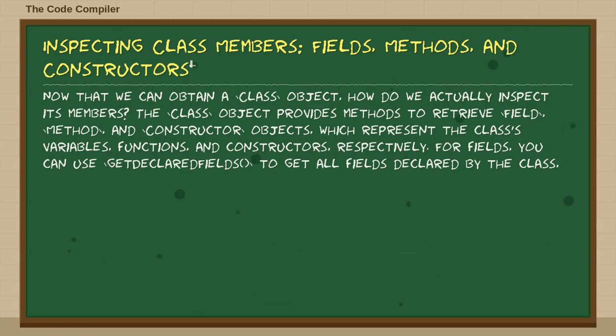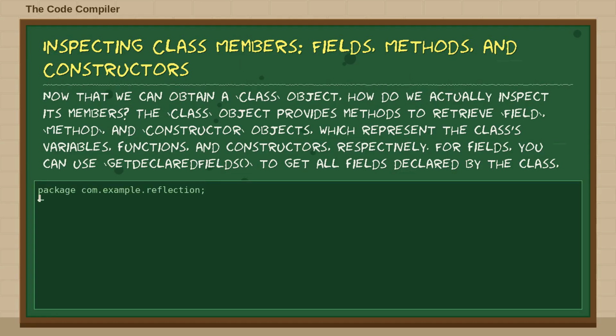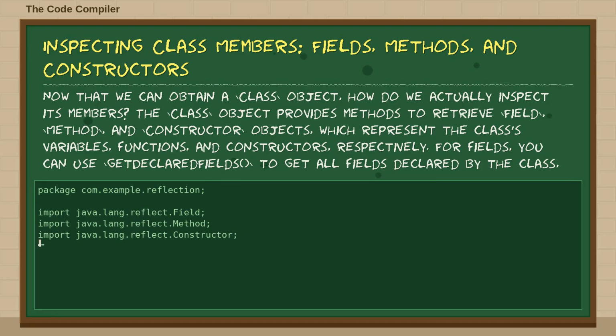These returned Field, Method, and Constructor objects themselves provide further methods to query their names, types, parameters, and even their access modifiers. This granular access is what makes reflection so incredibly powerful for dynamic analysis.